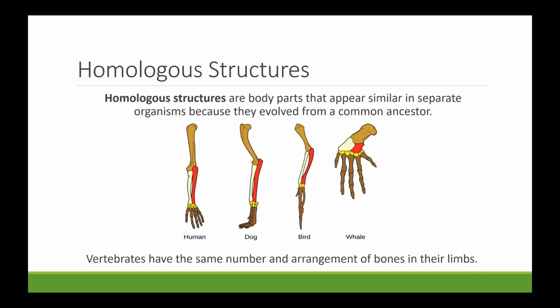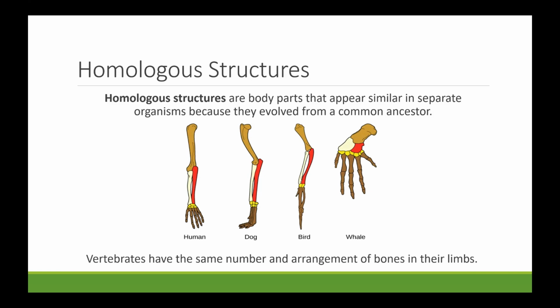So the red bones are the same as the red bones, the brown bones are the same as the brown bones. And you can see that the construction is basically the same. And that's true, even though a dog uses its leg to walk, a bird uses its wing to fly, a whale uses its flipper to swim, humans use their arms for all sorts of things. Even though they perform different functions, the bones are all put together in the same way.